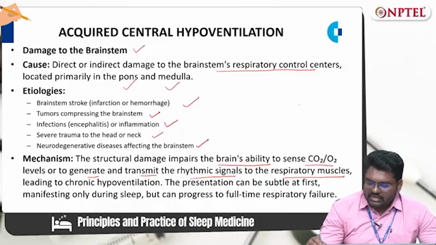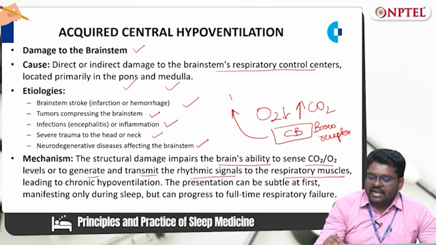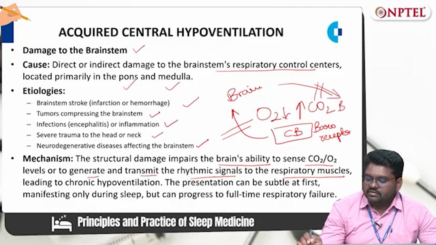So when the carbon dioxide level is high or the O2 level is low, the chemoreceptors present in the carotid body send signals to the brain. But what happens? These signals are interrupted. So the brain won't give the signal to breathe.